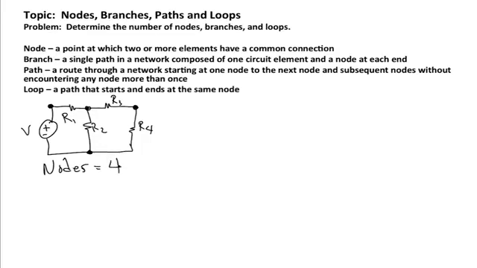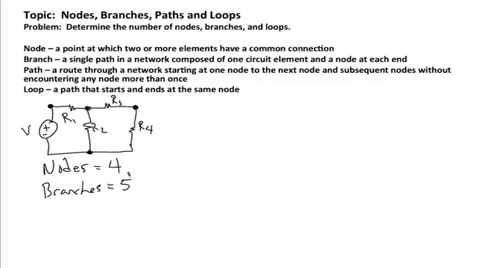The next thing we want to calculate is the number of branches. Again, a branch is a single path in a network composed of one circuit element and a node at each end. So we have a branch associated with the voltage source. We have a branch for R1, a branch for R2, a branch for R3, and a branch for R4. So the number of branches that we have in the circuit is equal to 5.